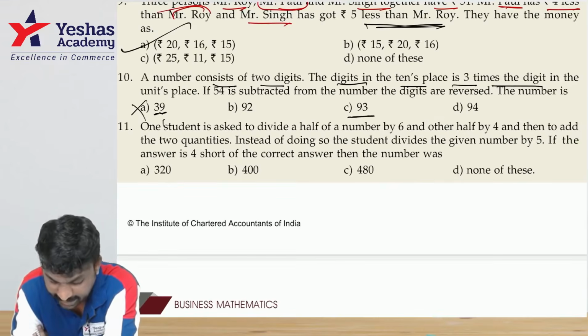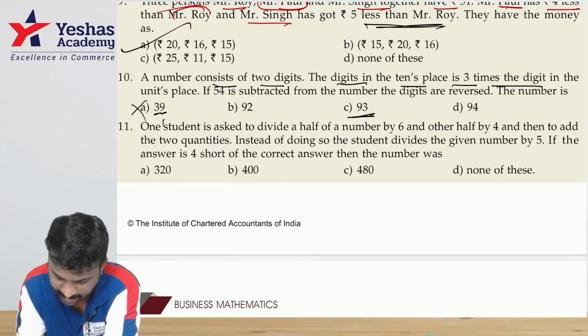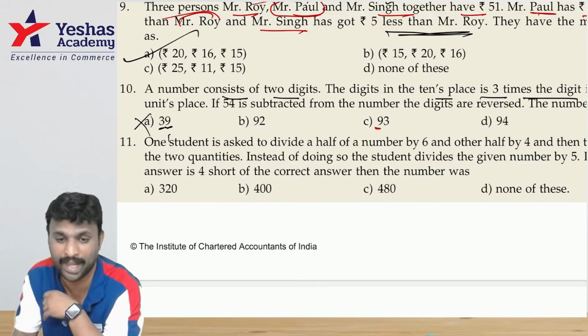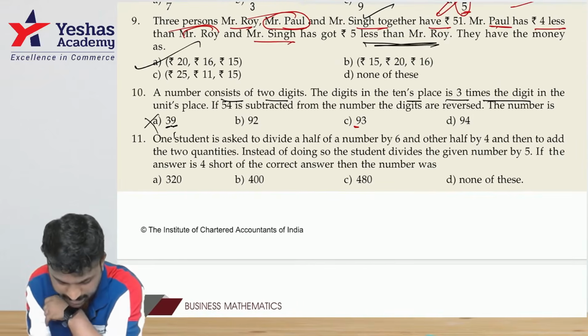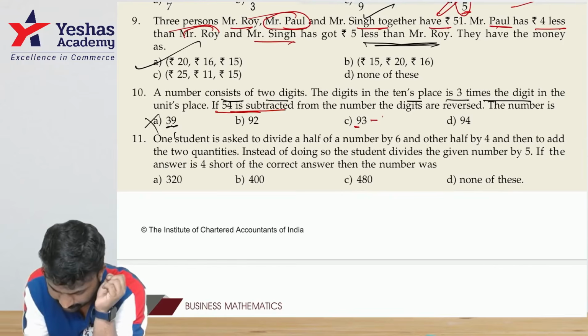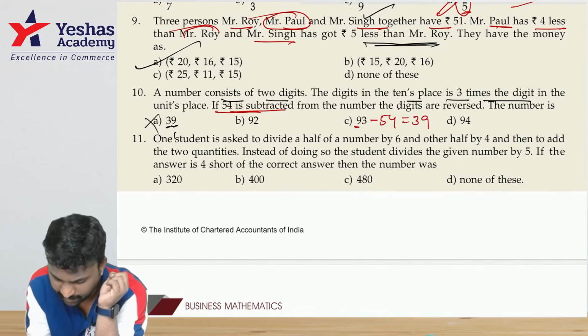How about 93? Definitely the digit in the units place is 3 and the tens place is 3 times that. Yes or no? The first condition is satisfied. The digit at the tens place is 9, which is 3 times the digit in the units place. You understood. And the second condition: if 54 is subtracted from it, 93 minus 54 is how much? 39. What have they said?